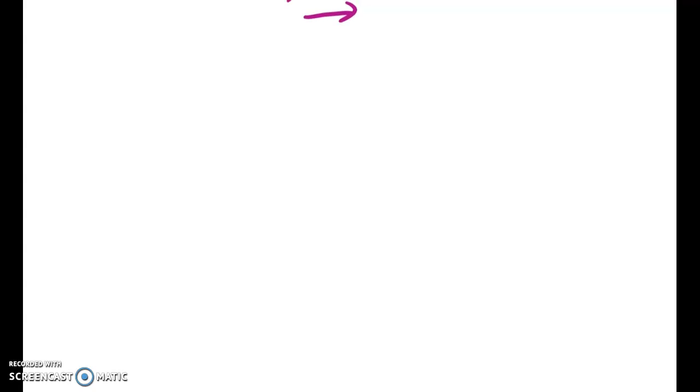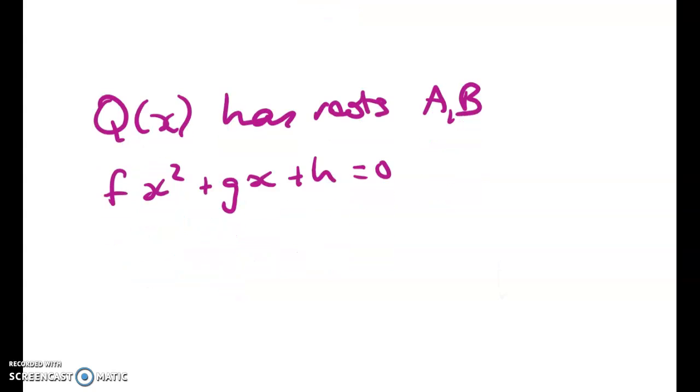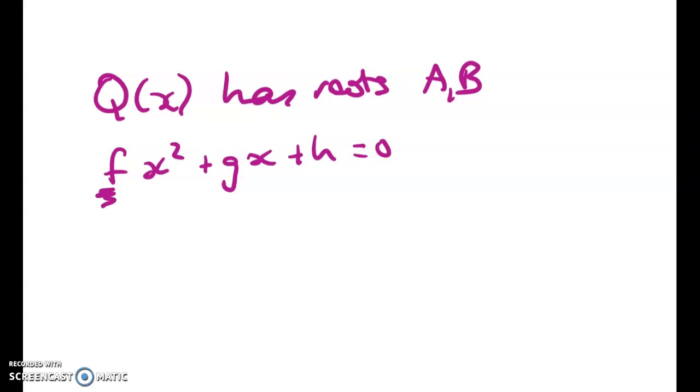Okay, so we're told that Q of x has roots a and b. So f x squared plus g x plus h is equal to 0. I'm going to make this slightly easier by dividing everything through by f, so that I'm working with a quadratic with the x squared coefficient being 1. So that gives me this.